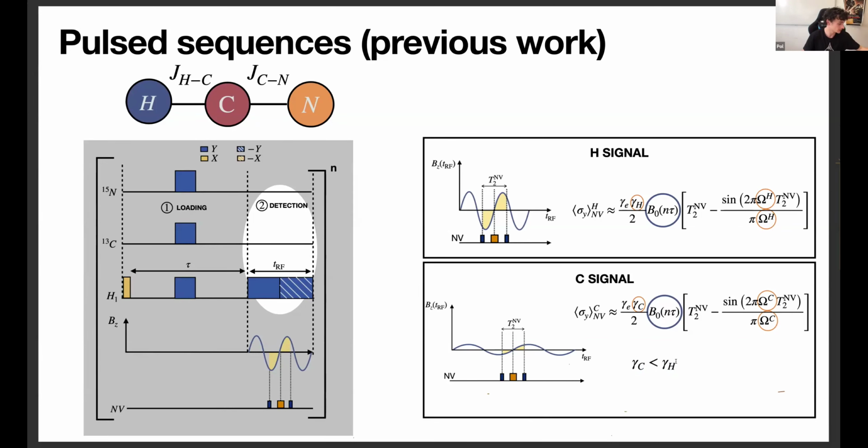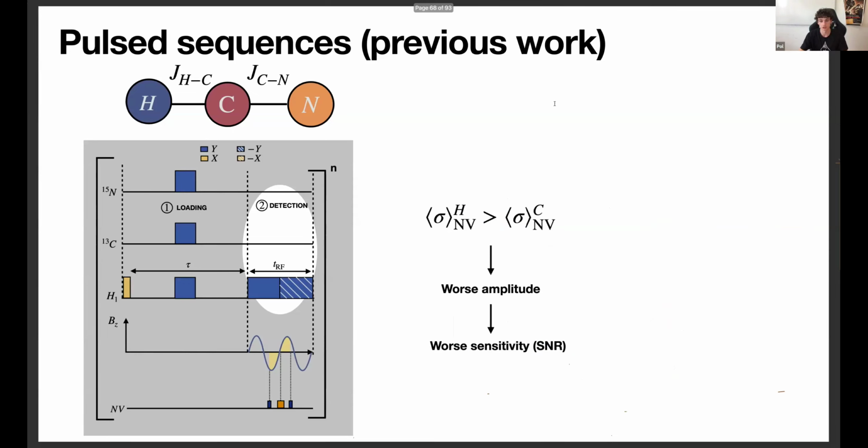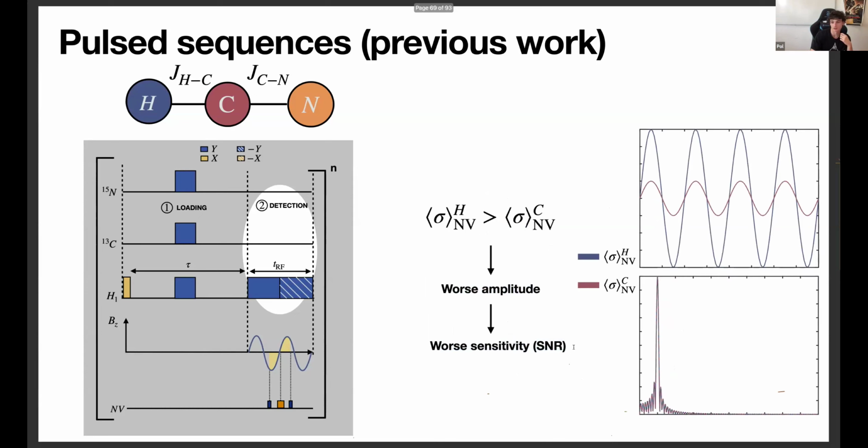Now that is a bad thing, because hydrogen is the one with the highest gyromagnetic ratio, meaning that if I want to read any other nuclei, for sure I will get lower amplitudes, because the phase acquired by the NV will be lower in any case that it's not hydrogen. And worse amplitude in the end means worse sensitivity, or worse signal-to-noise ratio. This can be easily seen if we look at a simple example.